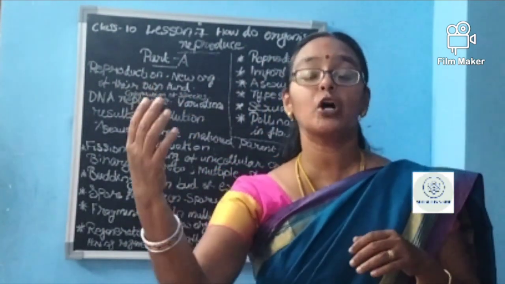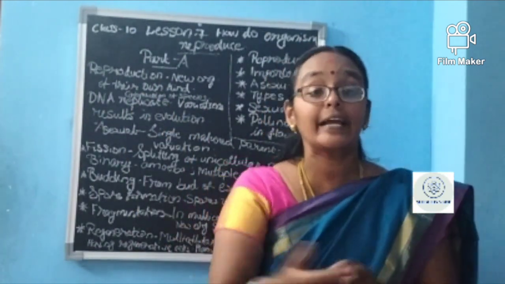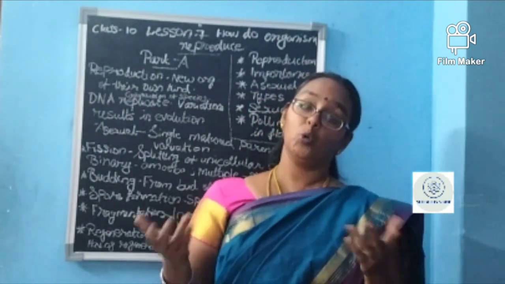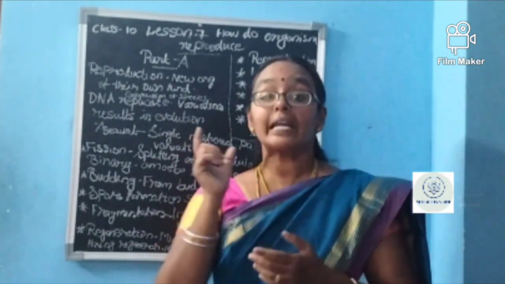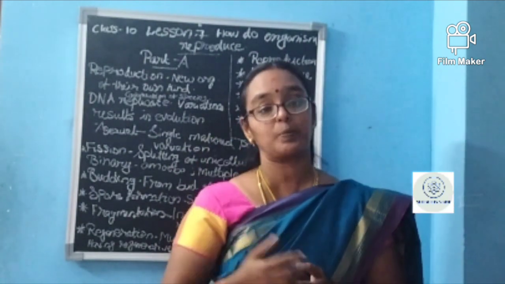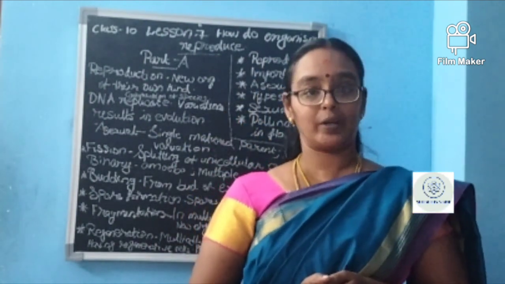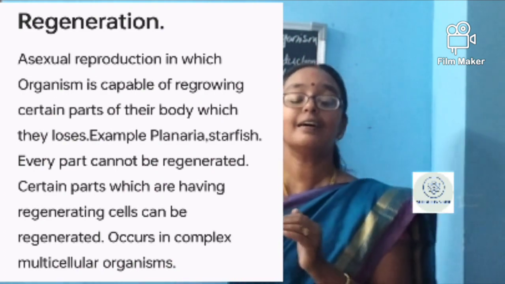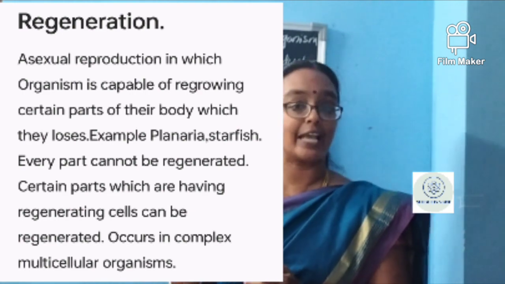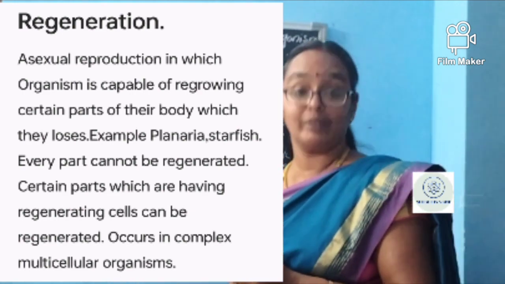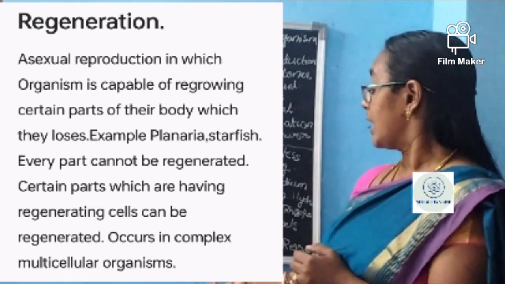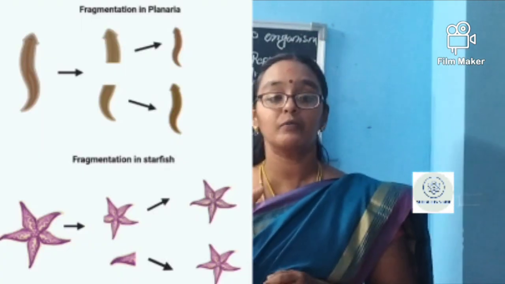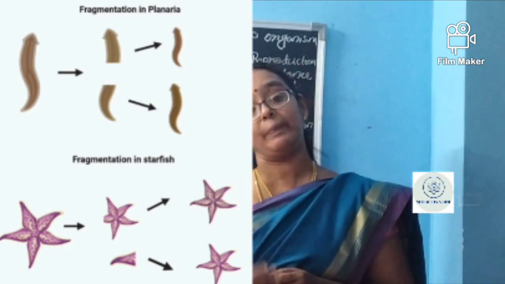Instead of the tail, if one leg is gone for this lizard, is it possible for the leg to come again? No. Why? Because wherever regenerative cells are present, regeneration will occur. Not in all parts. In the case of the lizard, it is possible. And not only that, for planaria, starfish and others, from the part which has been lost, regeneration will occur.